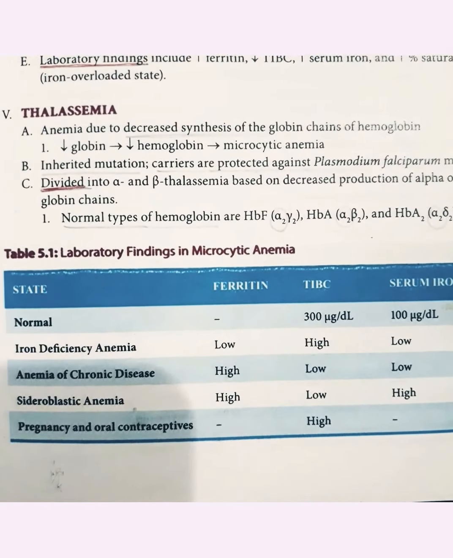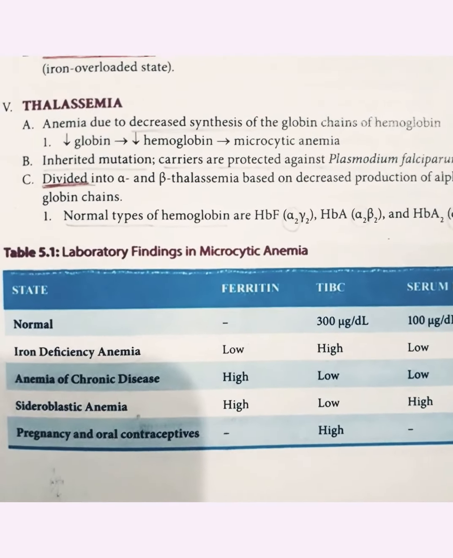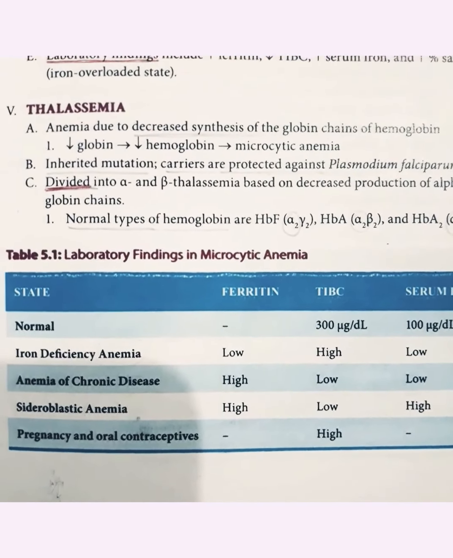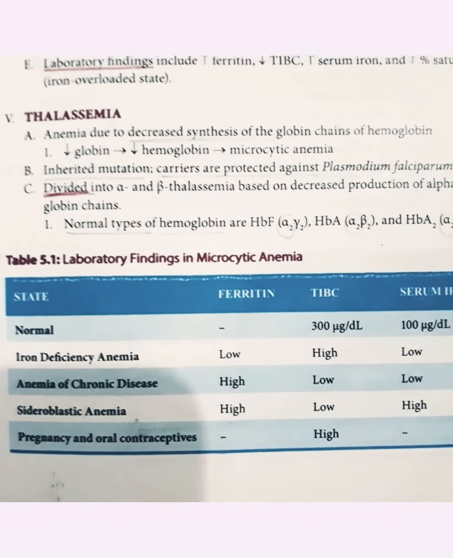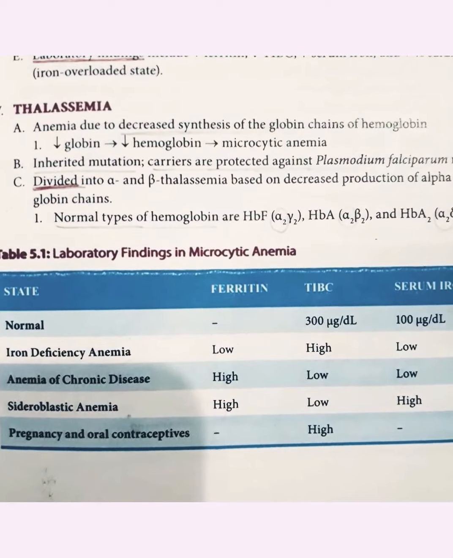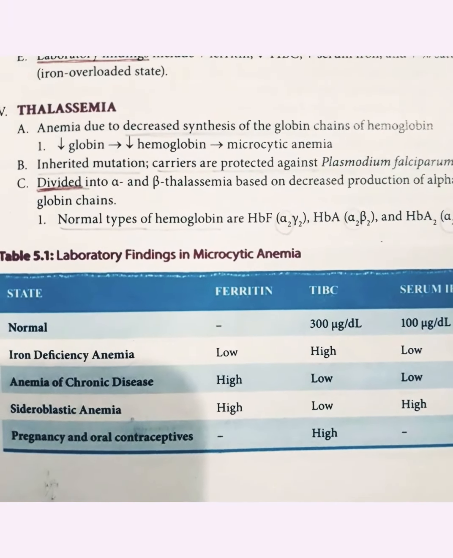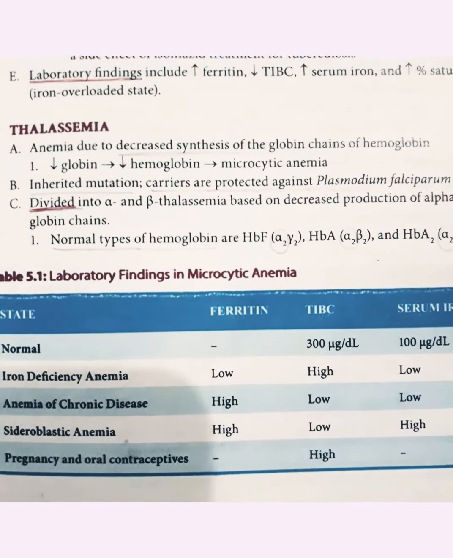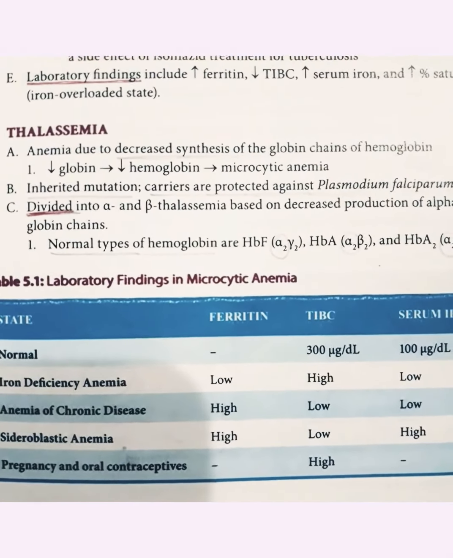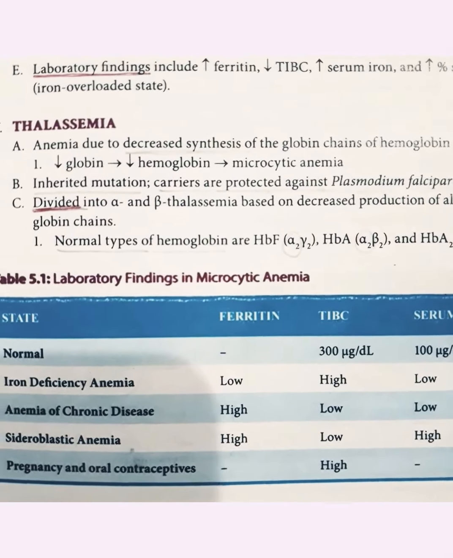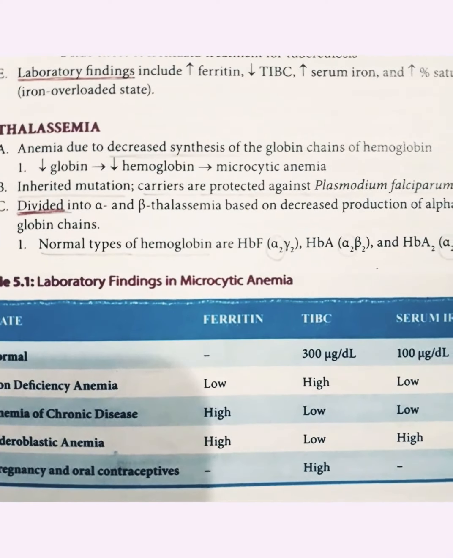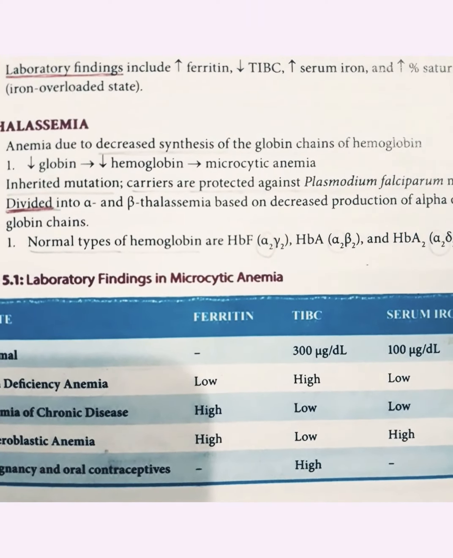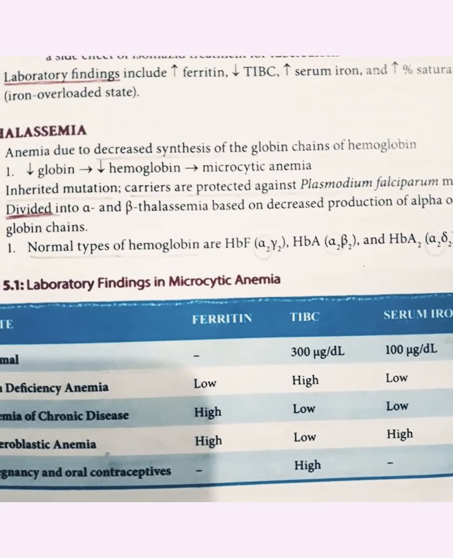Chapter 5 RBC Disorders. Thalassemia. Thalassemia is an anemia due to decreased production of globin chains of hemoglobin. Decreased globin chains will result in decreased production of hemoglobin and it will result in microcytic anemia. Its inherited mutation carriers are protected against Plasmodium falciparum malaria.